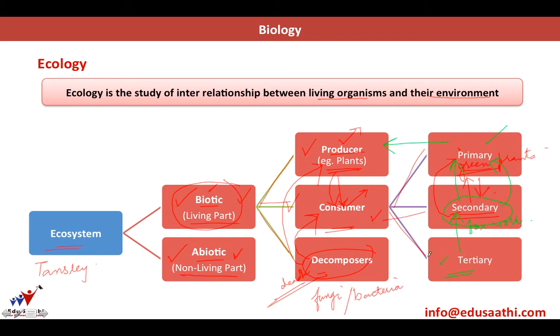In the tertiary category, I will have those consumers which depend upon secondary consumers for their food. The example would be tiger, lion, cheetah, which eat wolf, fox, peacock. So tertiary eat secondary. Secondary eat primary. Primary eat the plants. And decomposers feed on dead consumers. It can be any type of dead consumer or dead producer, to convert them back into physical elements.